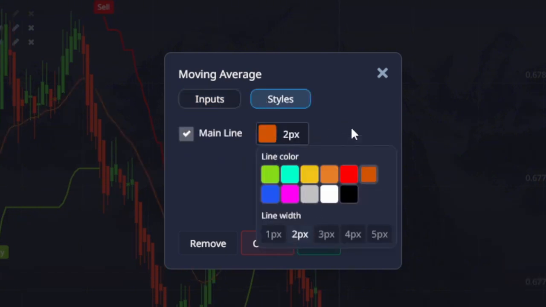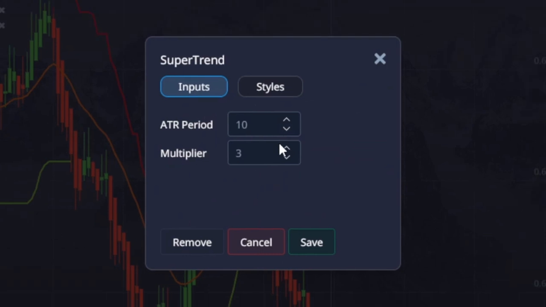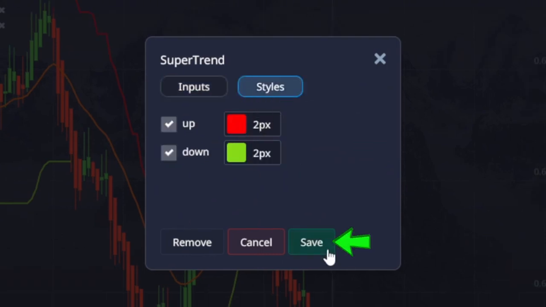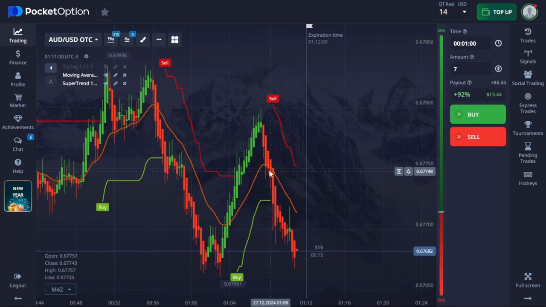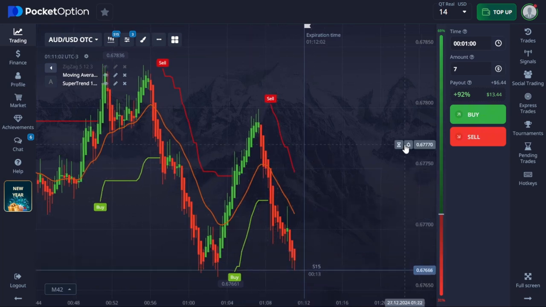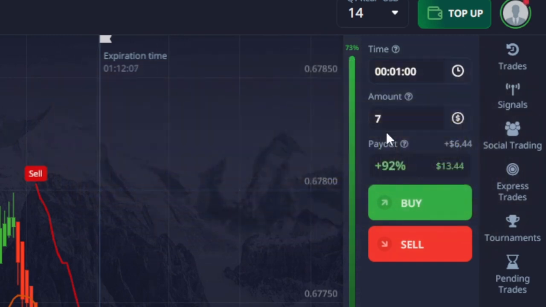Now the Supertrend, guys. We're going to put 10 and 3. Alright, and let's use the best style. Click and save. We've already configured the indicators. It starts with the moving average 20 and above, and let's set the time to 1 minute. In my case, the amount is going to be $7.